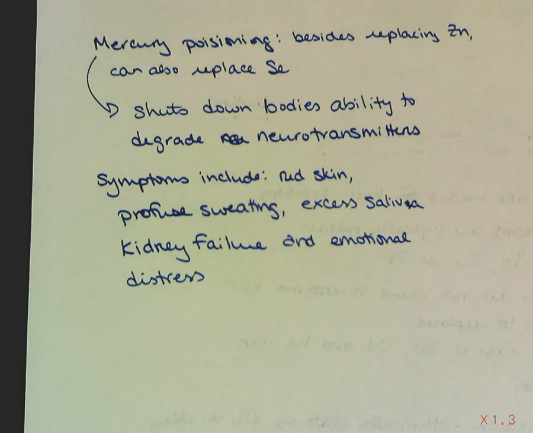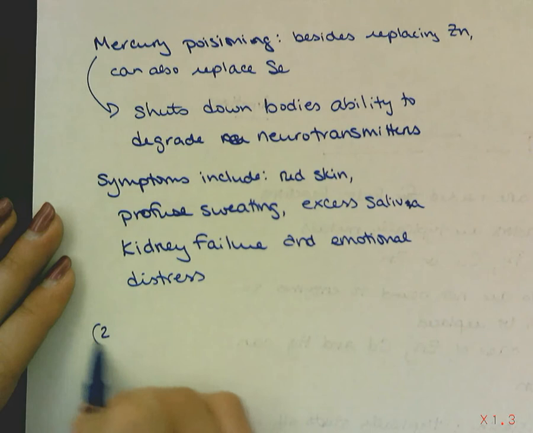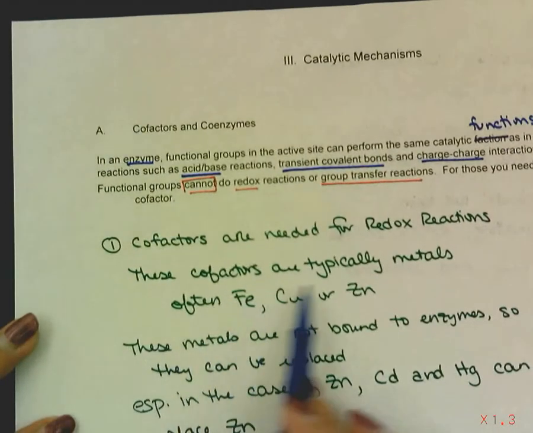All right, so that's my two types of poisoning. Let's talk about the other two types of cofactors I have. So going back to number 1, cofactors are needed for redox reactions. Point number 2.